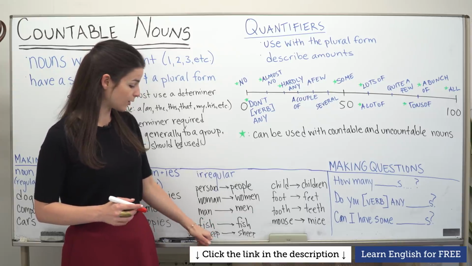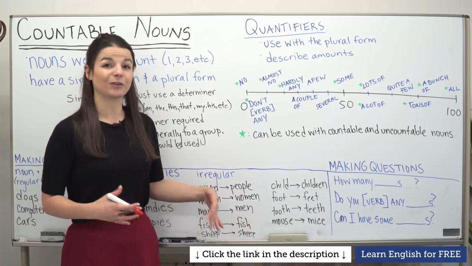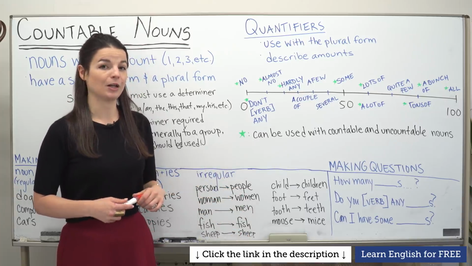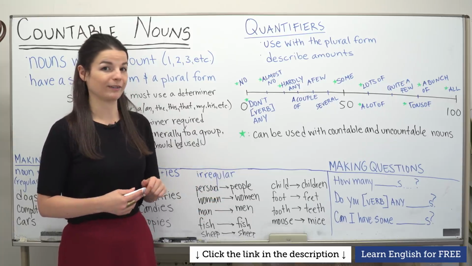The same thing applies to sheep, actually. The plural form of sheep is also sheep. There is no change here. But we can count them as 2 sheep, 3 sheep, 4 sheep, for example.